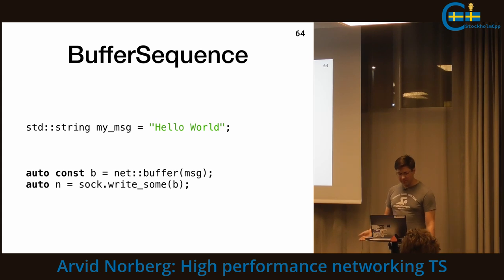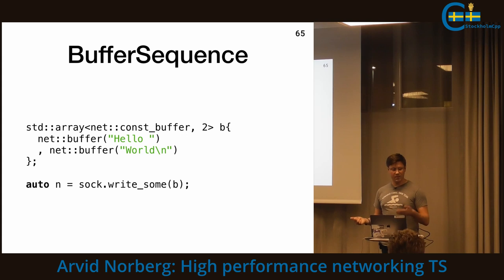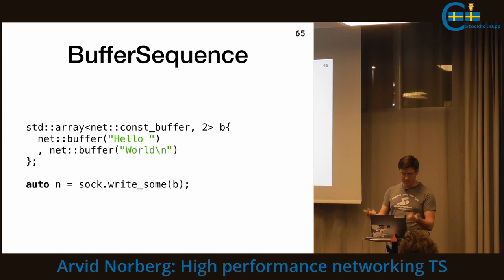So this is how you would use it. Say you have a string you want to write to a socket: call net buffer, pass in the string, and you get a buffer. This is actually an example of a synchronous call. I guess I lied in the beginning. But if you have a sequence of buffers, you can also pass in a buffer sequence. So in this example, I use std array of two const buffers, and you can just pass that in as well, and it will send the same thing. Right. Hello, space, world, new line. Oh, there's no new line there.